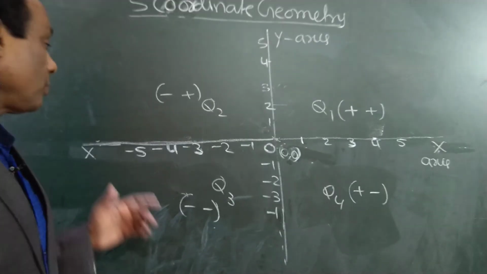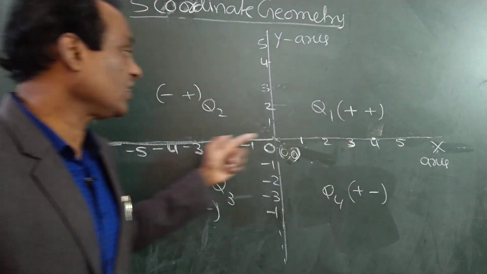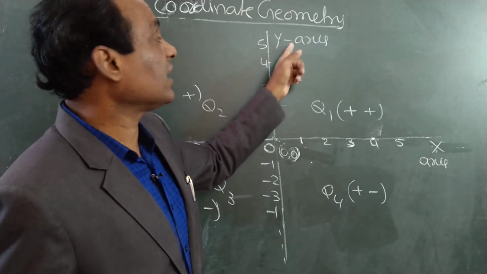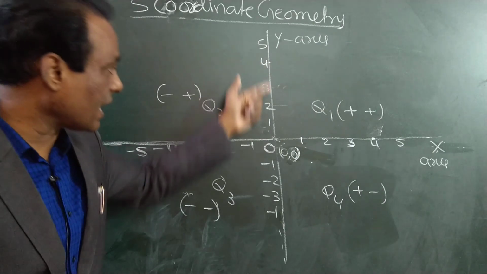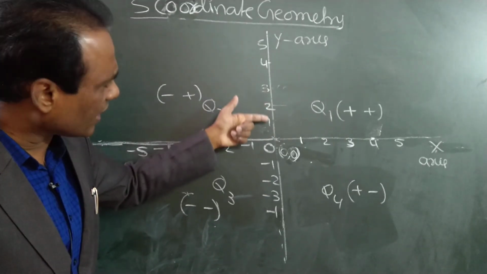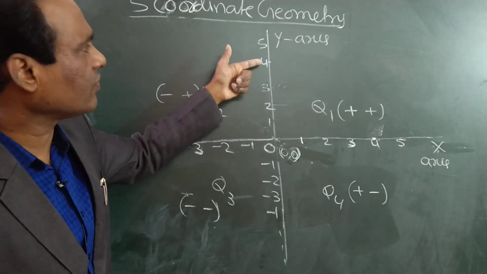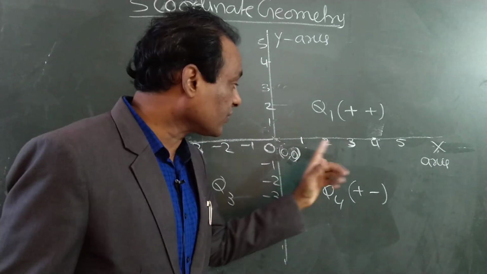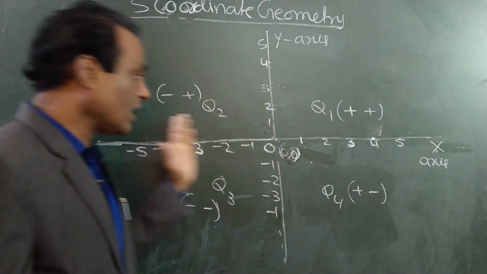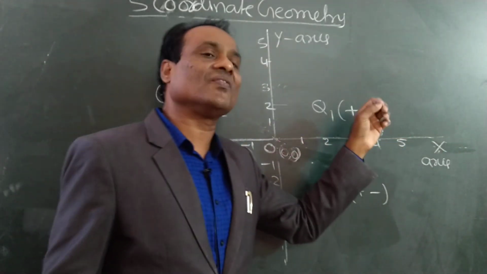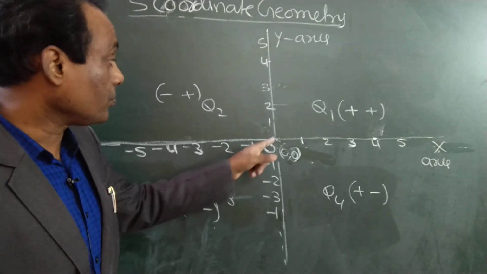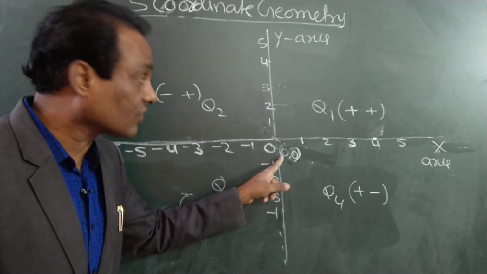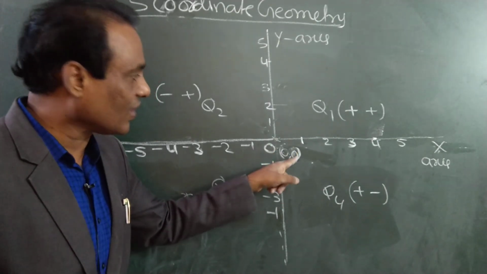Next point I explained is that at any point on x-axis, y value is always 0. At any point on y-axis, x value is always 0. On y-axis, y values will be there: y value 1, 2, 3, 4, minus 1, but always x value is 0. On x-axis also, x values will increase and decrease, but y value is always 0 here. The point of intersection of the two axes is called origin, and the coordinates of origin are 0, 0: x value 0, y value 0.